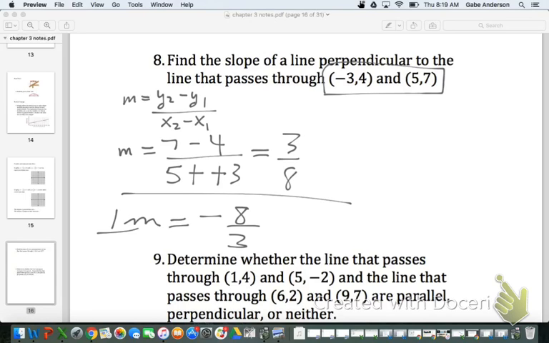Okay, so the final one there is number 9. Number 9 is kind of a chance for you to investigate. It says, determine whether the line that passes through the points (1, 4) and (5, -2), and the other line that passes through (6, 2) and (9, 7). We've got 2 lines here. Determine whether these lines are parallel, perpendicular, or neither. Take a minute, investigate. You're going to have to be working with slope to figure this out. Give it a try.